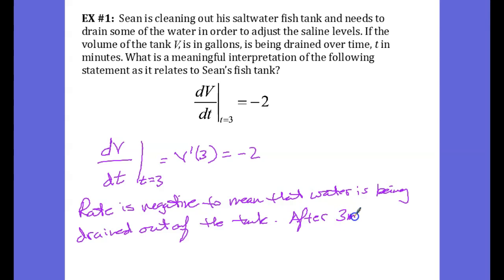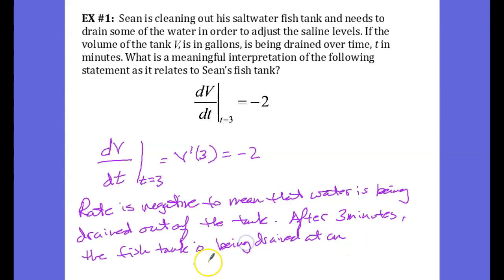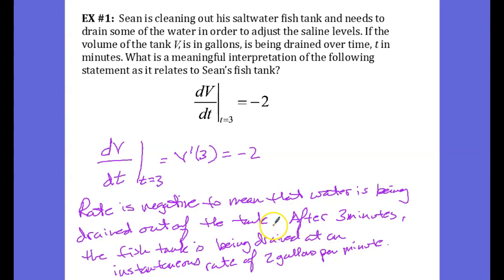So after 3 minutes, the fish tank is being drained at an instantaneous rate of 2 gallons per minute. One other important point to make is that if we say verbally that it's being drained at an instantaneous rate, it would be incorrect for me to say -2. Negative corresponds to the fact that it's being drained, and so this would be a double negative. If we use verbs like filled or drained to describe the direction of the flow, then we need only give the absolute value of the rate of change in our description.